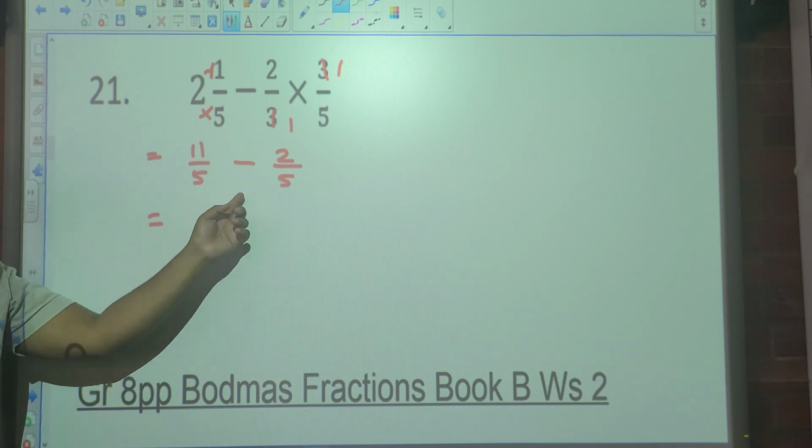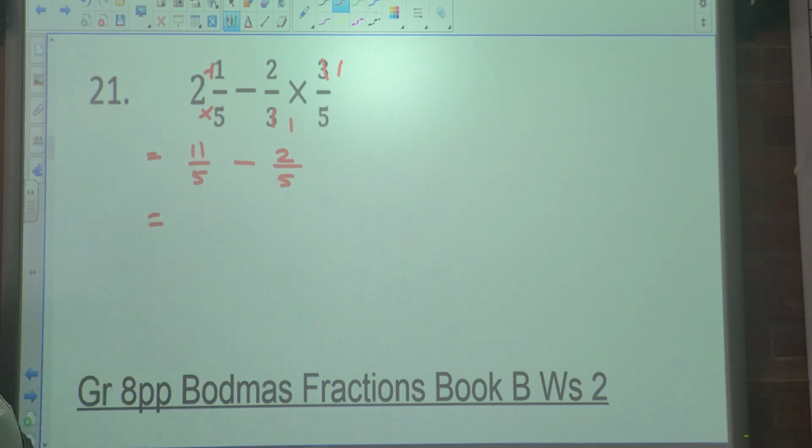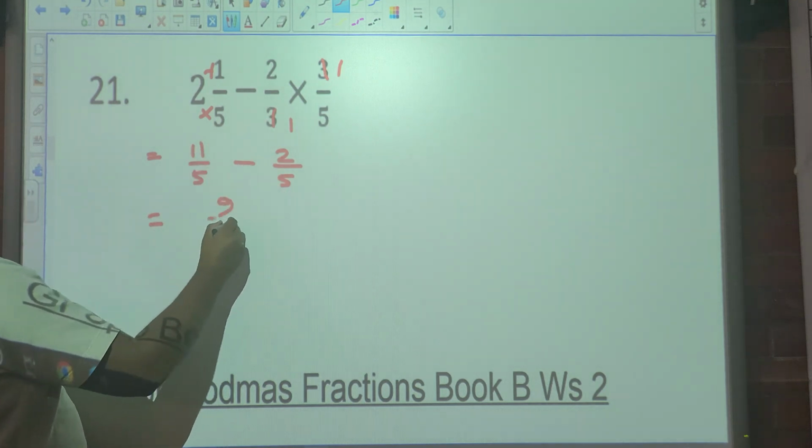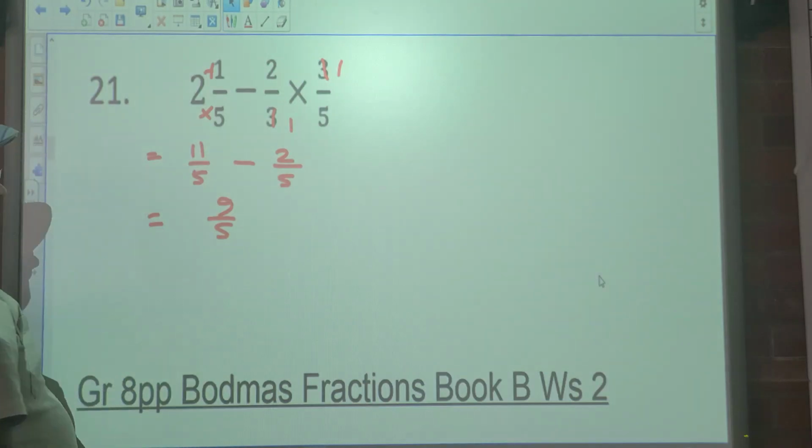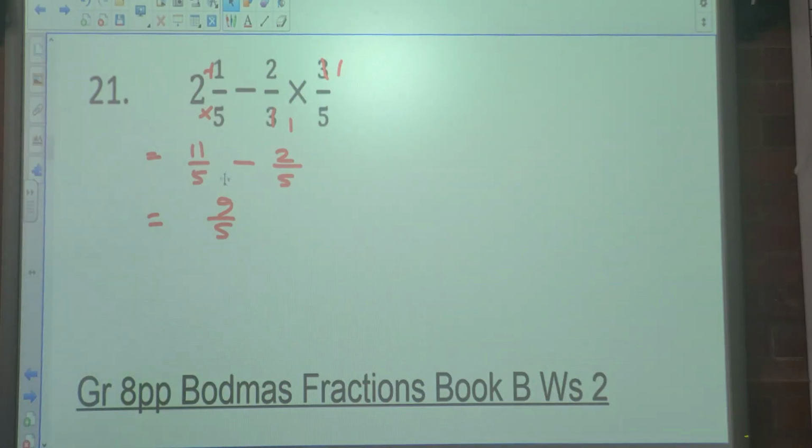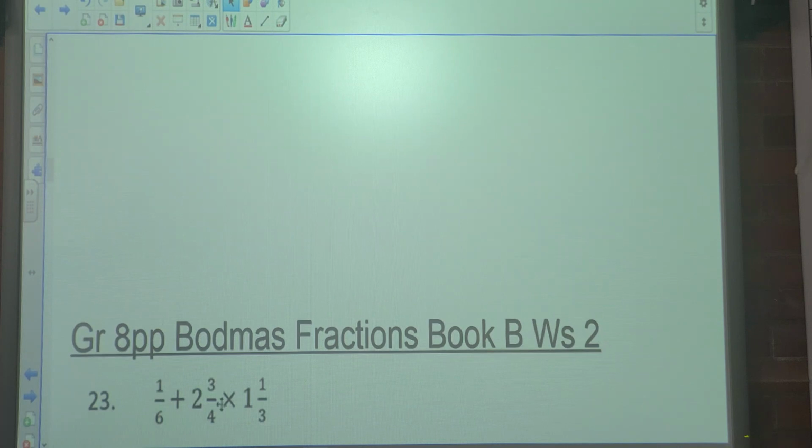Denominators are the same, not so? You can subtract the numerators. So 11 minus 2 is 9 over 5. Or 1 and 4 fifths. It's a fairly simple one.